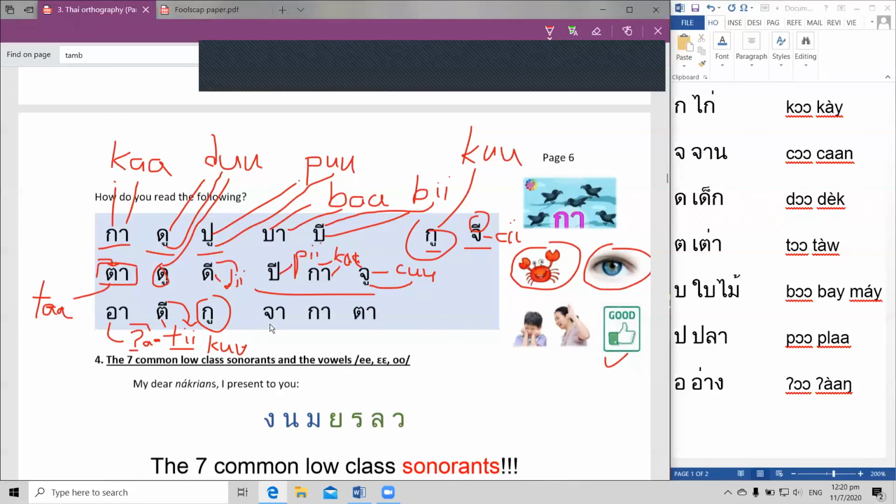Last one, จอจาน, right, สระกอไก่, สระอา. Last one is ต่อเต่า and สระอา. So this is จากาตา. All right, that's how you pronounce the name of Jakarta in Thai. All right.